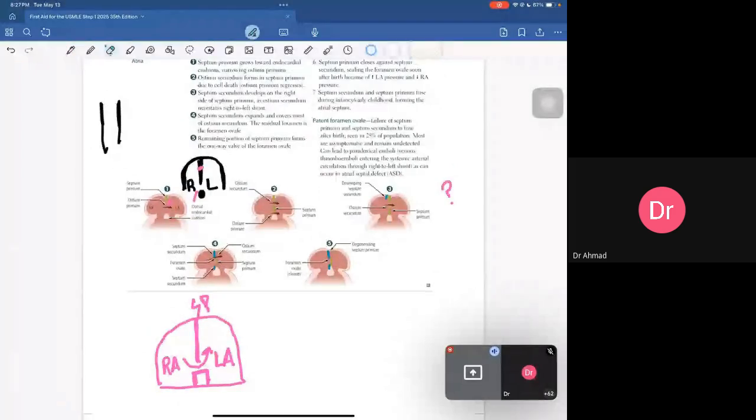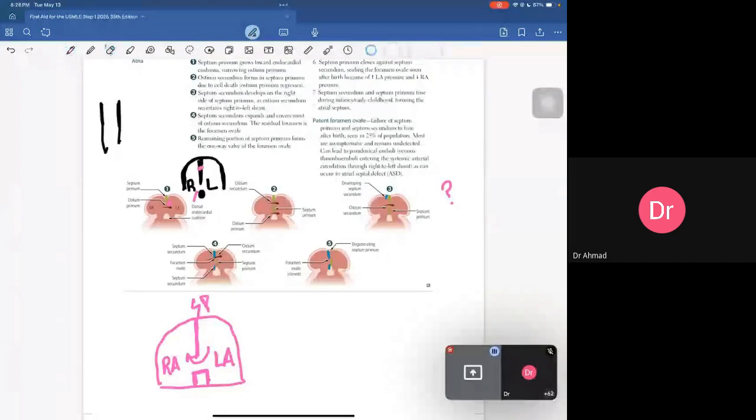Why is that important? This is important as the left side of the heart becomes stronger. On average, the left side of the heart is 3 times stronger than the right side of the heart. So since the left side is 3 times stronger than the right side, all of the blood can go from the left side of the heart to the right side of the heart.